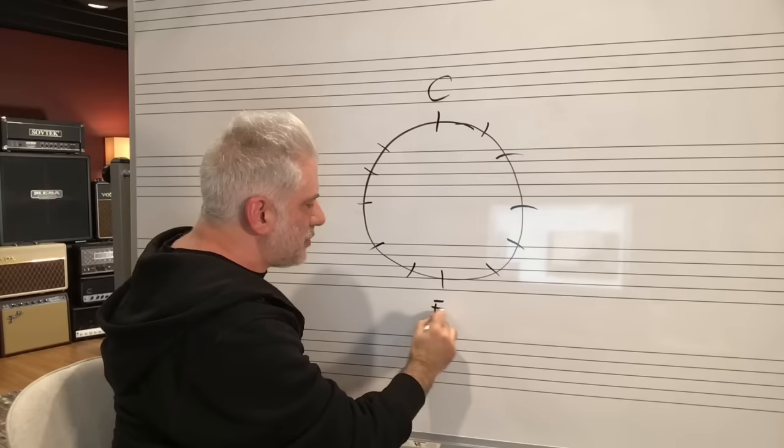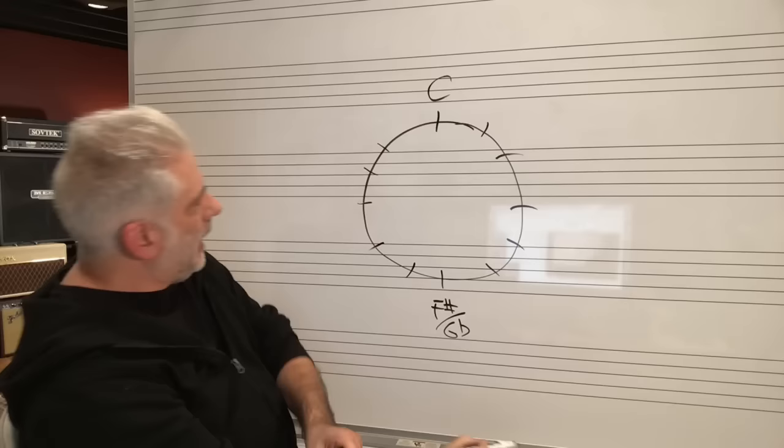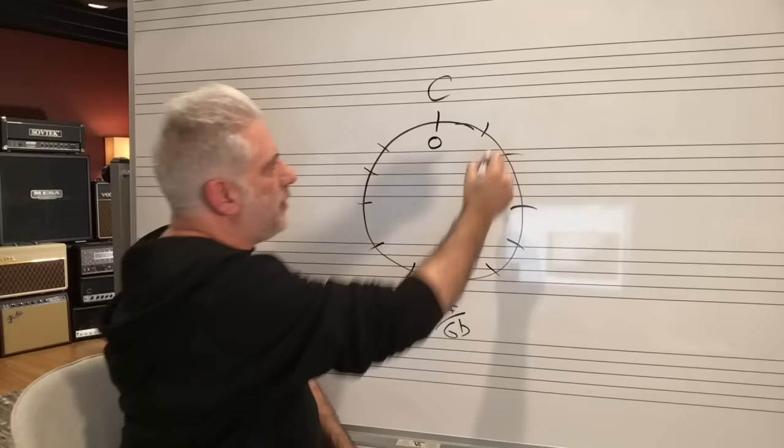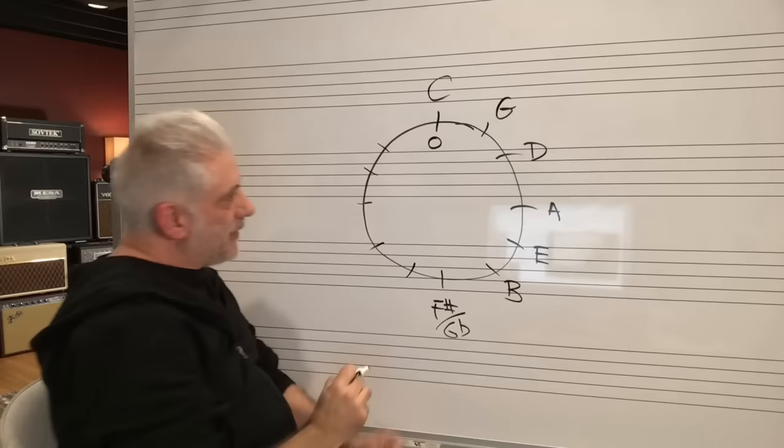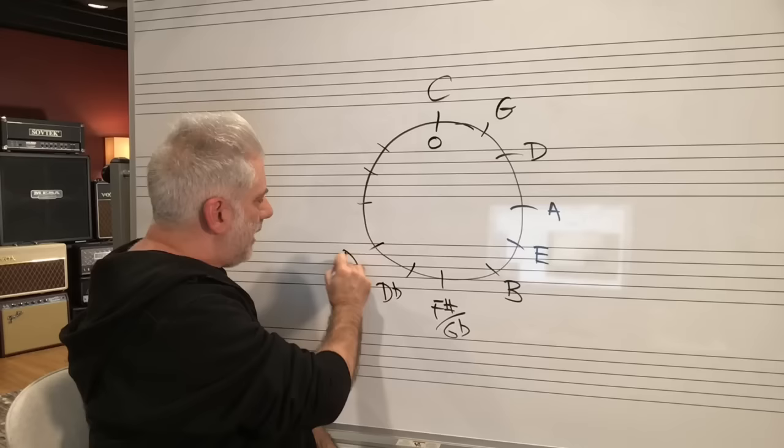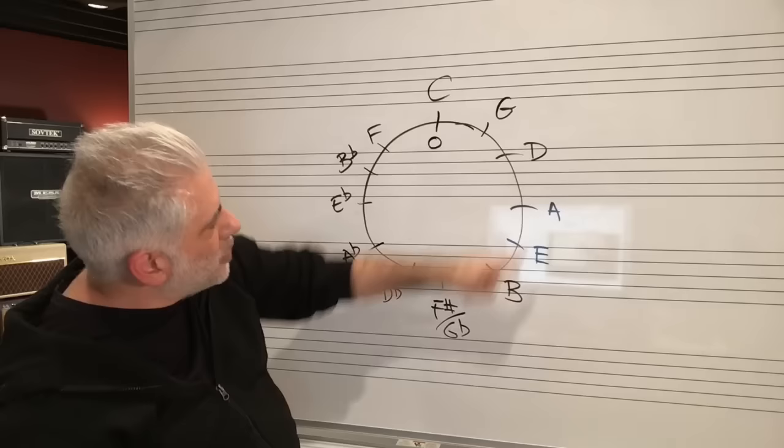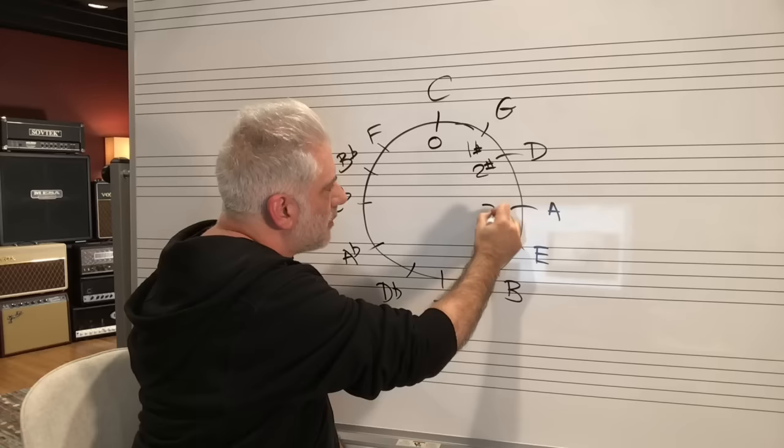You put F sharp major down here, F sharp, G flat. C major has zero sharps or flats. Then you go G, D, A, E, B on the sharp side. And on the flat side is D flat, A flat, E flat, B flat, and F. These are all sharps: one sharp, two sharps, three sharps, four sharps, five sharps.